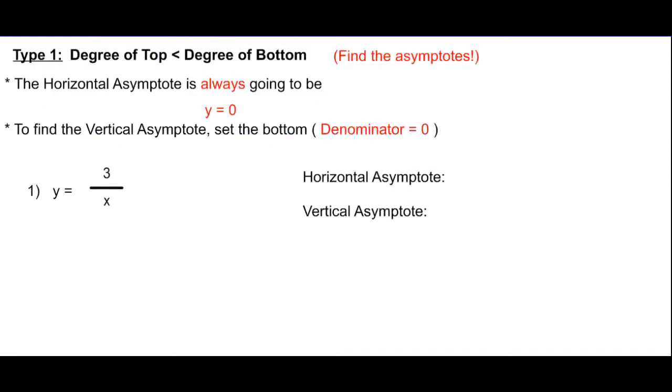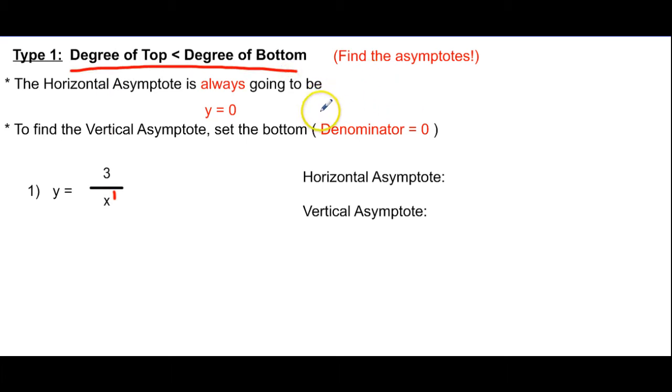So there are 3 types of rational functions. The first type, which we're going to go over, is when the degree on top is less than the degree on the bottom. Right? So for instance here, there really is no degree. The degree on the bottom is 1. Right? So therefore, this matches this description.